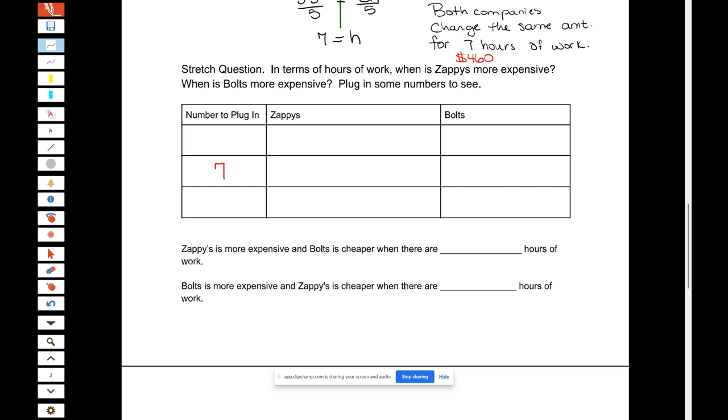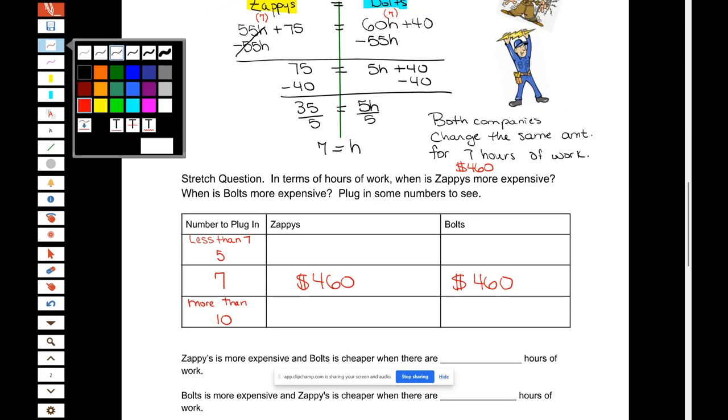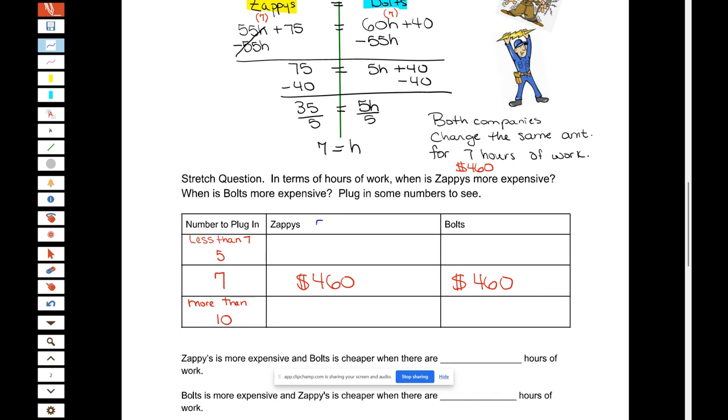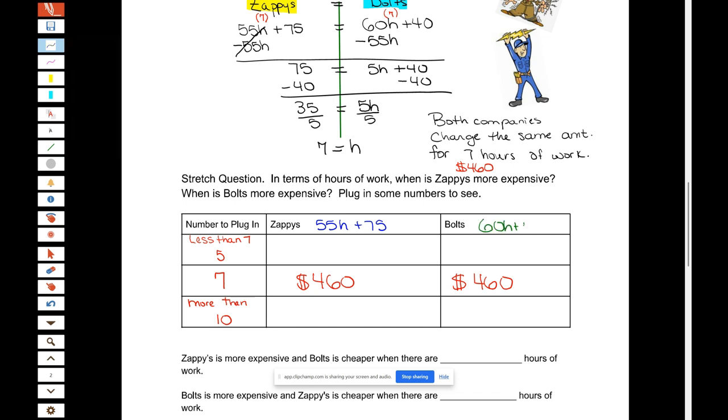So 7 is where the two companies both charge $460. So obviously, if there's a number less than 7, like maybe I'll put 5 in, and a number more than 7, so maybe I'll put 10 in, we're going to find out who's more expensive by plugging it in. So Zappies' expression is 55H plus 75. And Bolt's expression is 60H plus 40.